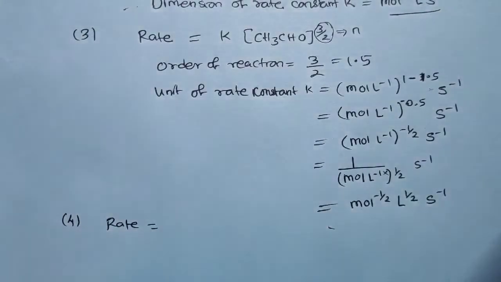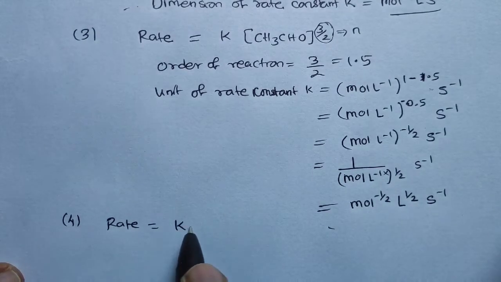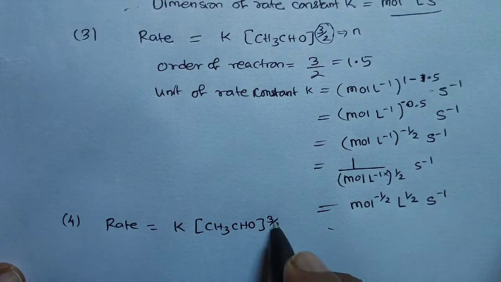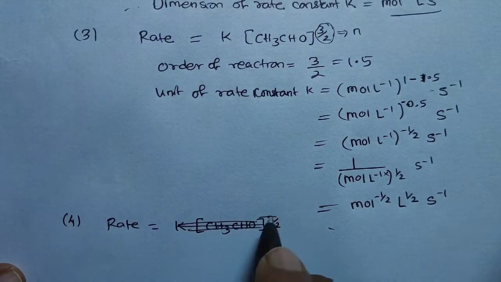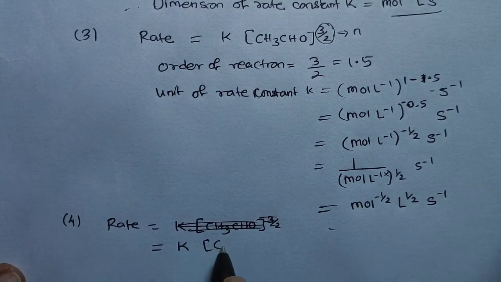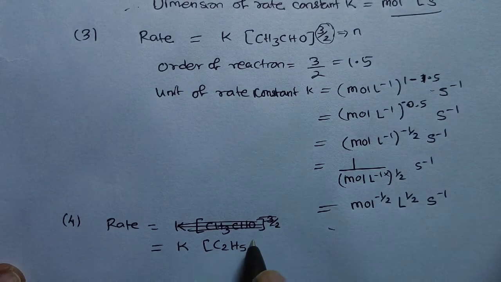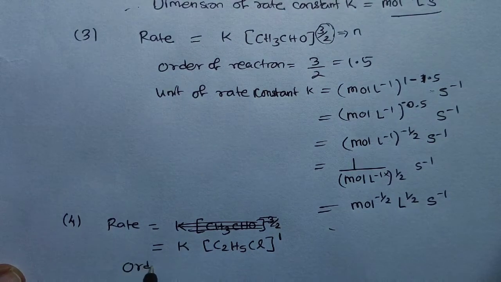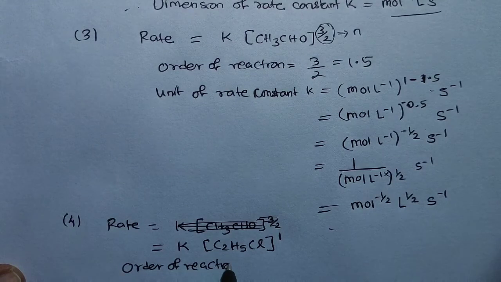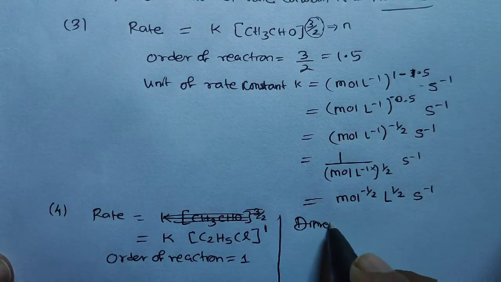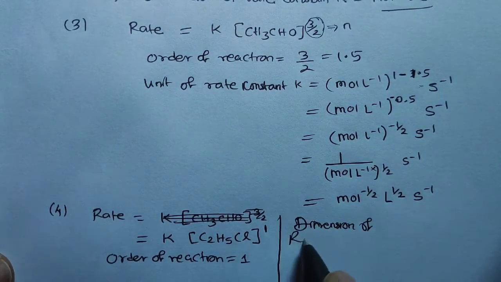Now the fourth one, you can see the rate is given. Rate is equal to K into the concentration of C2H5Cl, ethyl chloride. Nothing is written, so we take the power as 1. So the order of reaction is equal to 1.